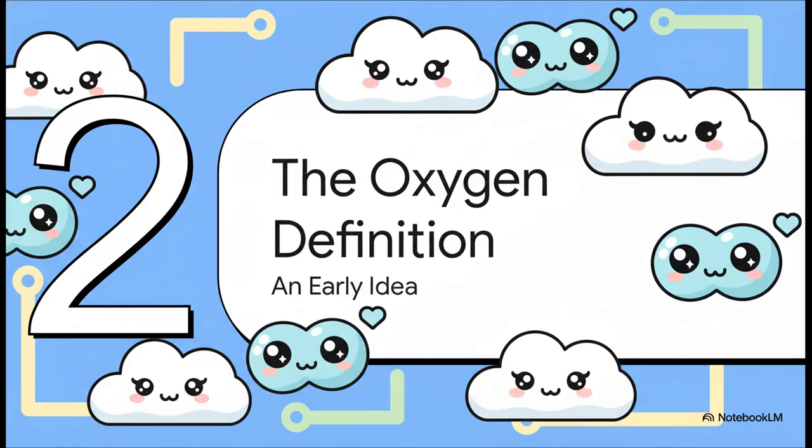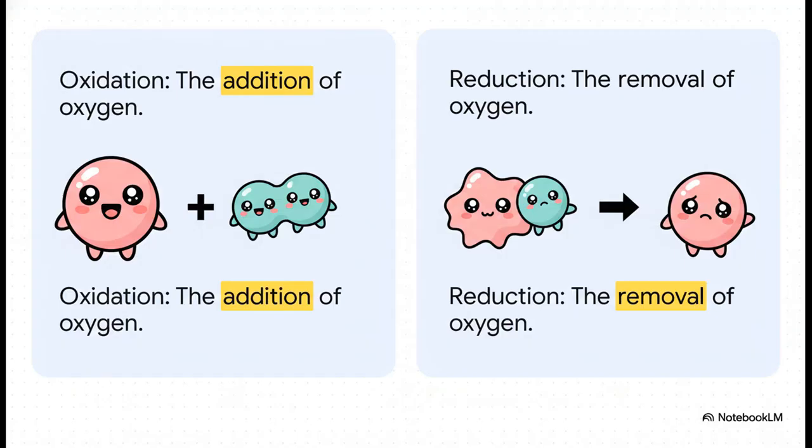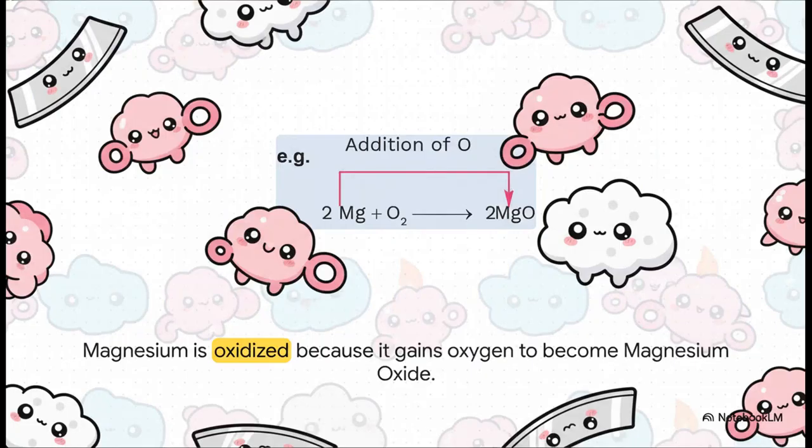Starting with the very first idea chemists had, it's known as the classical concept, and it's all about one particular element, oxygen. In the early days, the definition was beautifully simple. I mean, it just made sense. If a substance gained oxygen, chemists said it was oxidized. You can almost hear the word oxygen in there. And if it lost oxygen, it was reduced. Easy enough, right? For example, when you burn a strip of magnesium, it reacts with the oxygen right out of the air and becomes this white powder, magnesium oxide. Since the magnesium gained oxygen, we say it has been oxidized.